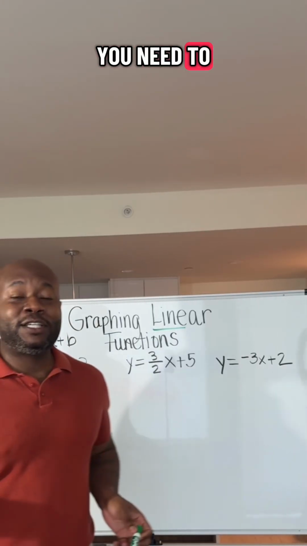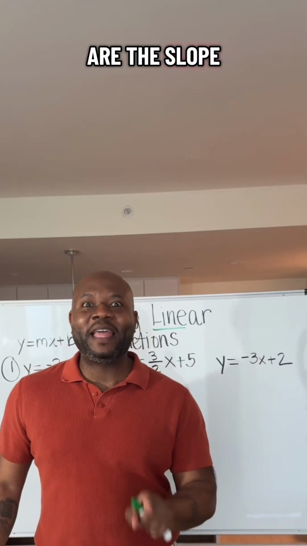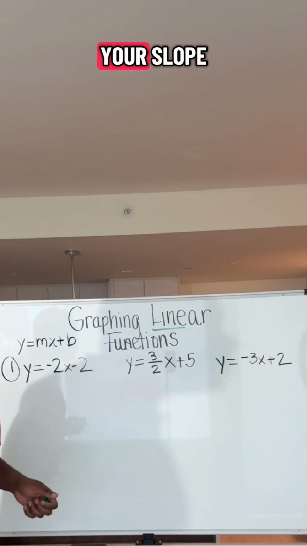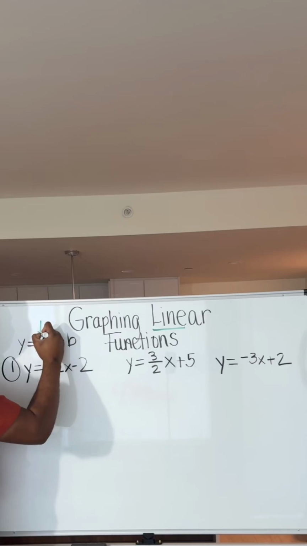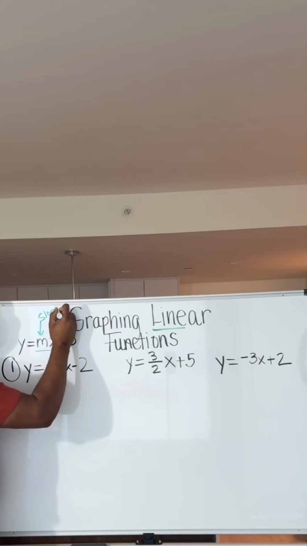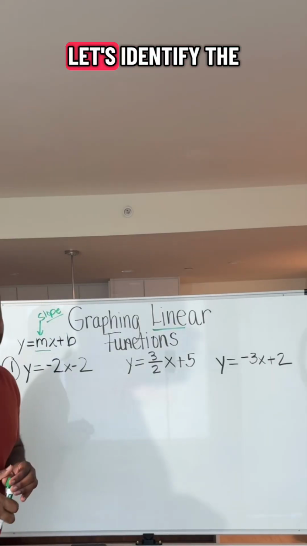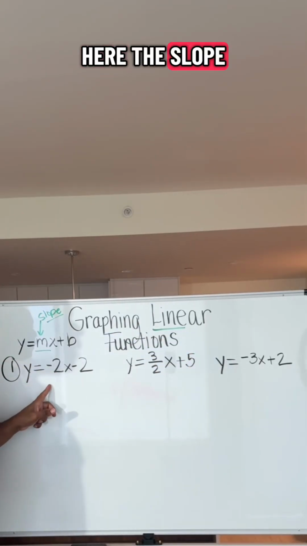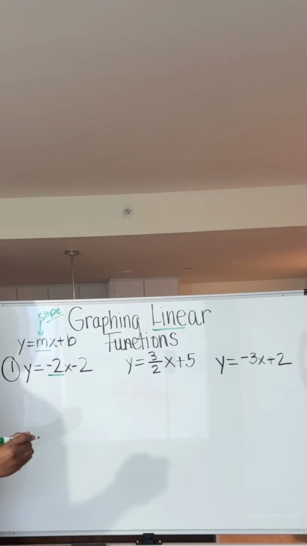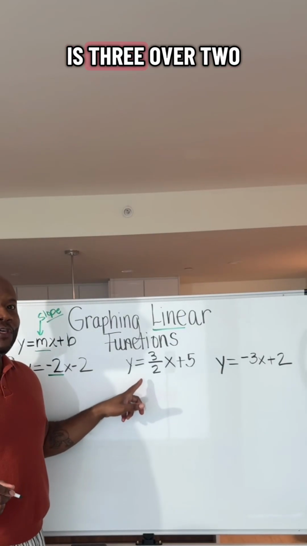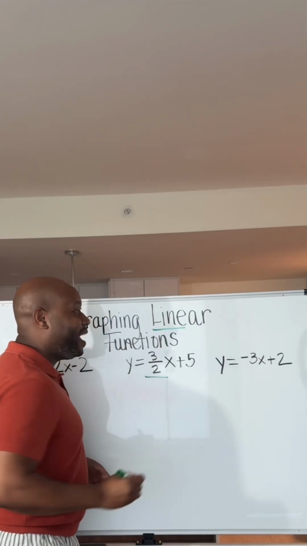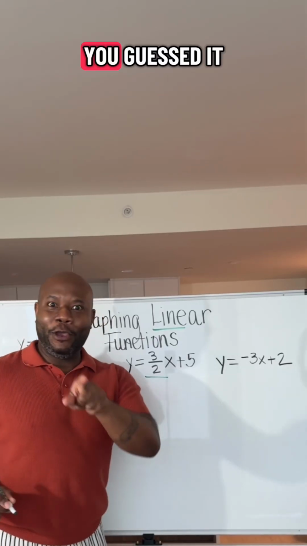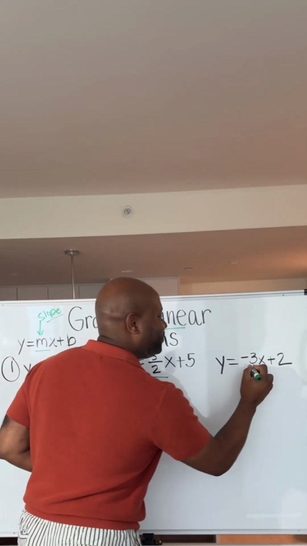Two things that you need to graph a line are the slope and the y-intercept. In this form, your m is your slope. That's right, your slope. Let's identify the slope in each one of our equations. Here, the slope is -2. Here, the slope is 3/2. And in y equals -3x plus 2, the slope is, you guessed it, -3.